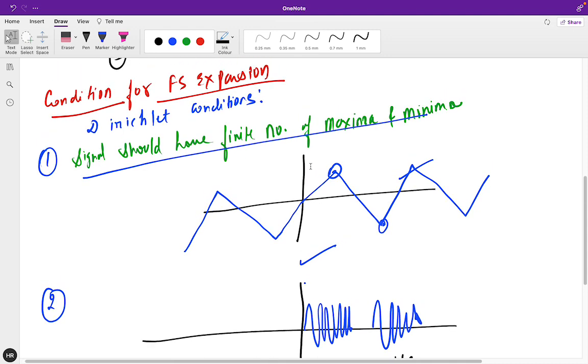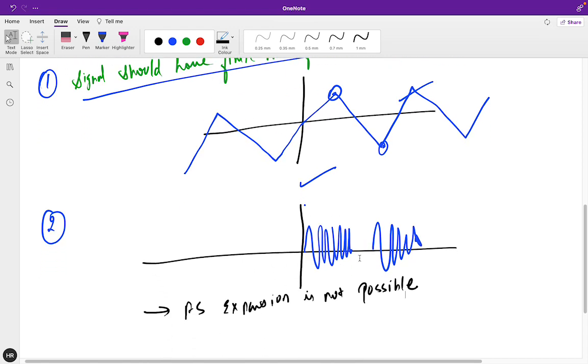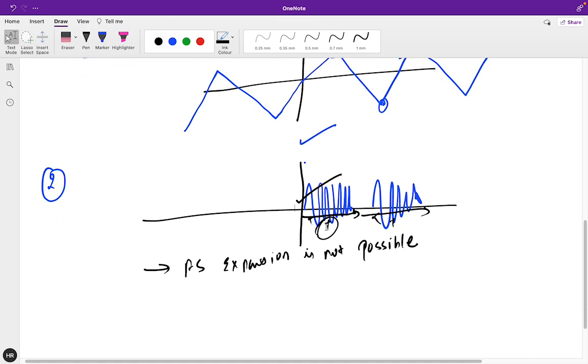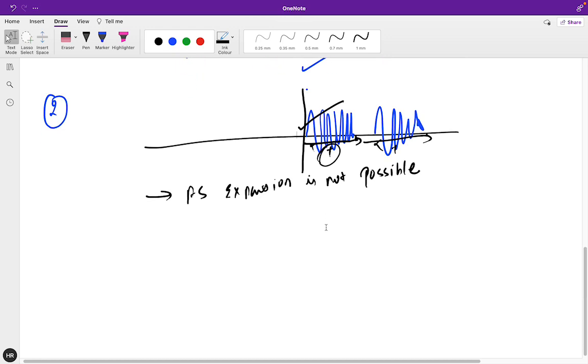What was the condition for Fourier series? For it to be possible, the signal should have a finite number of maxima and minima. So we get a finite number of maxima and minima in a particular time period. If a signal is periodic but in a particular time period you get an infinite number of maxima and minima, then Fourier series will not be applicable to that signal. So over the range of a time period you need to calculate.